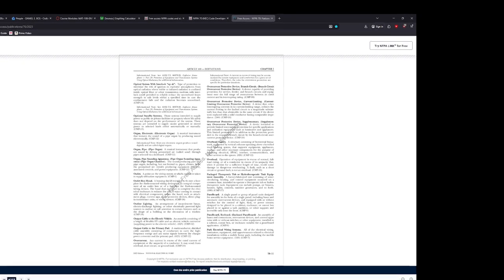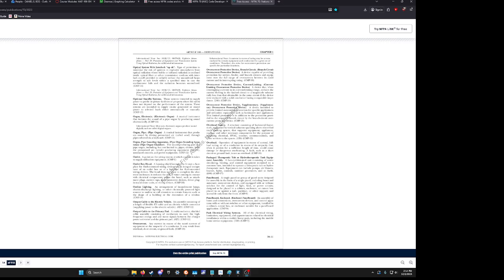A little further down here, overload: operation of equipment in excess of normal full load rating, or of a conductor in excess of its ampacity that, when it persists for a sufficient length of time, would cause damage or dangerous heating. And then I have this highlighted as well. A fault such as a short circuit or ground fault is not an overload because it's technically a separate thing.